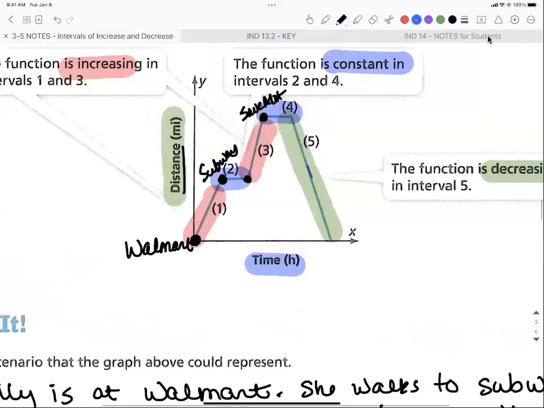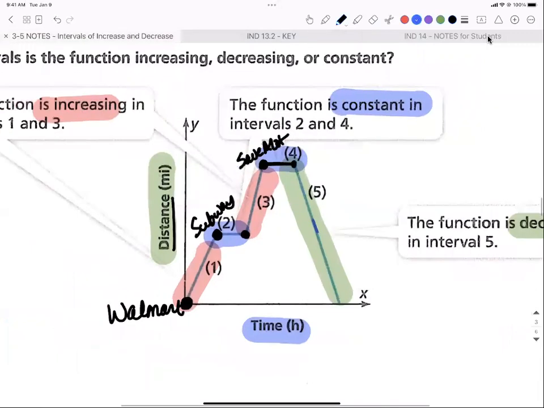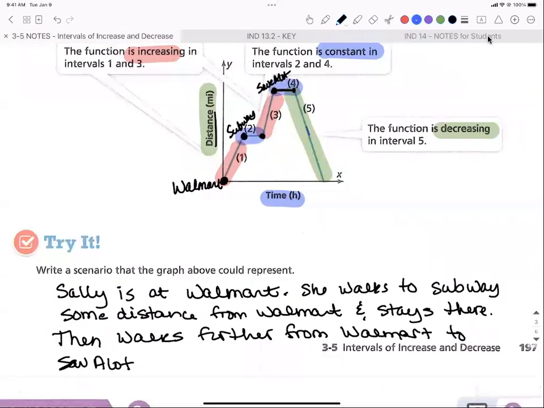All right, again, think about what's happening in interval 4. Where is she at for the entirety of interval 4? She's at Save-A-Lot. Her distance to Walmart doesn't get bigger, doesn't get smaller. She stopped, right? So then she walks further from Walmart to Save-A-Lot and stays there. And again, we don't know how long because it's a quantitative graph, so we don't know.